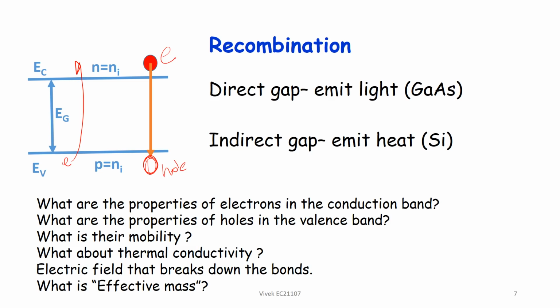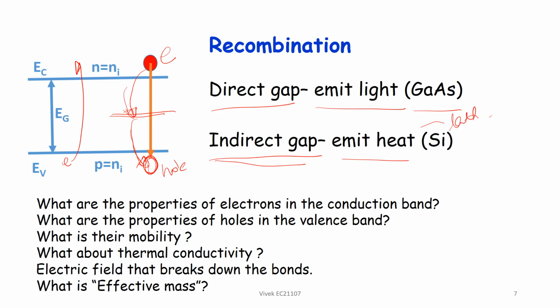Now there are two types of semiconductor. One is direct gap, the other is indirect gap. In direct gap, an electron can directly jump from the conduction band to the valence band. In indirect gap, the electron usually comes to a certain energy level and then again comes to the valence band. So that is indirect. Now direct gap semiconductors usually have the possibility of emitting light, for example gallium arsenide or many 3-5 semiconductors. In indirect gap, the electron makes a transition via a certain energy level, so usually they emit heat. Now heat is basically a lattice vibration.